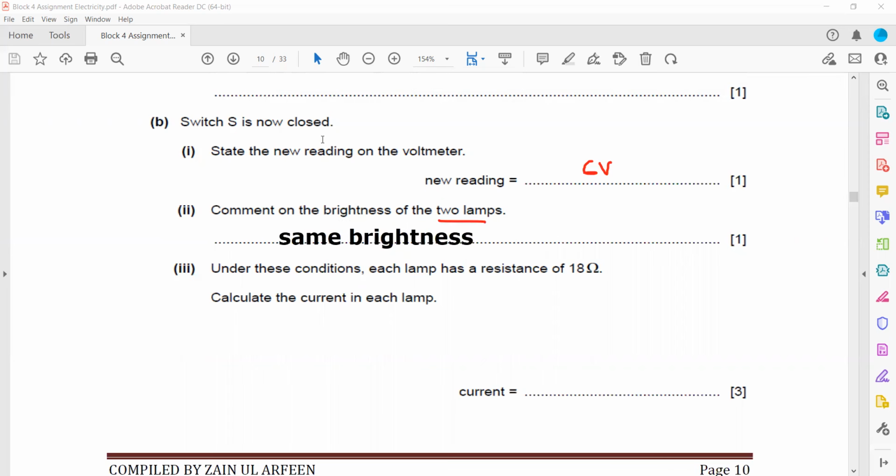Under these conditions, each lamp has a resistance of 18. Calculate the current in each lamp. So how to calculate the current in each lamp? We know the voltage is 6. So the formula is V equals IR. V is the voltage, that is 6. I is the current and R is the resistance, 18. So it will be 6 divided by 18. That is the current in each lamp. So 6 divided by 18 will give us 0.33 ampere.